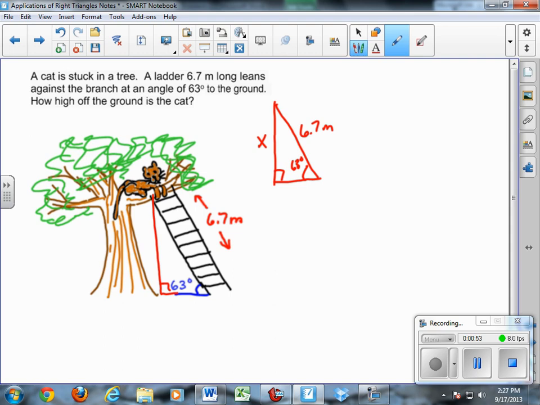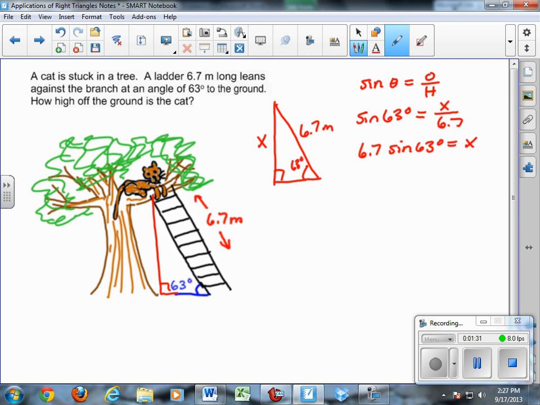Now, anytime you have two pieces of a right triangle given, and you want to find a third piece, you can always use SOH CAH TOA. In this case, I know that x is the side opposite 63, and 6.7 is the hypotenuse, and opposite and hypotenuse are related using sine. So sine of theta is equal to opposite over hypotenuse, so I can say sine of 63 is equal to x over 6.7. Solving that for x just means I'm going to multiply both sides by 6.7. Then I just plug that into my calculator.